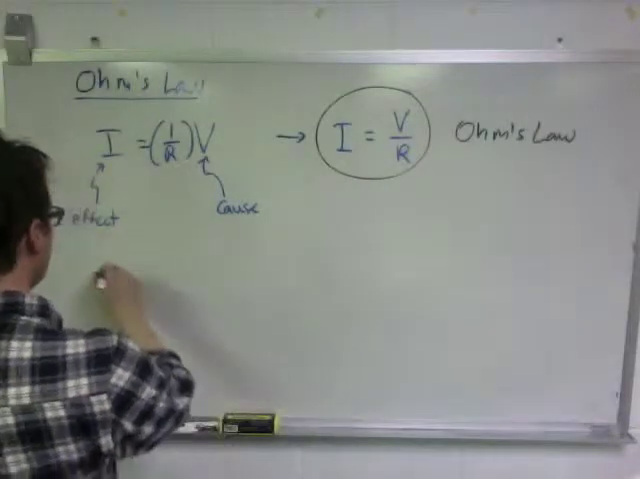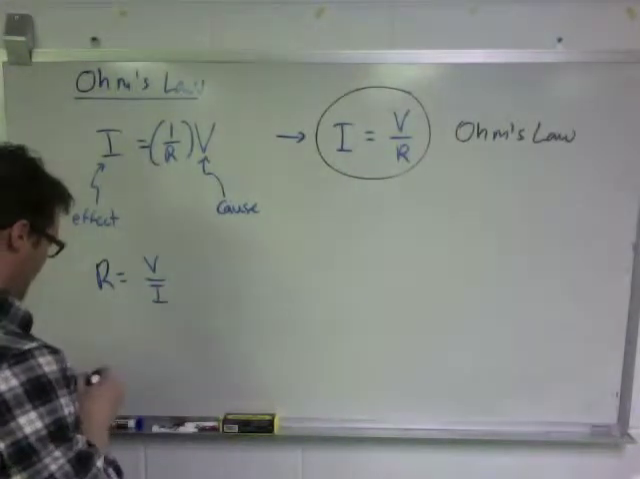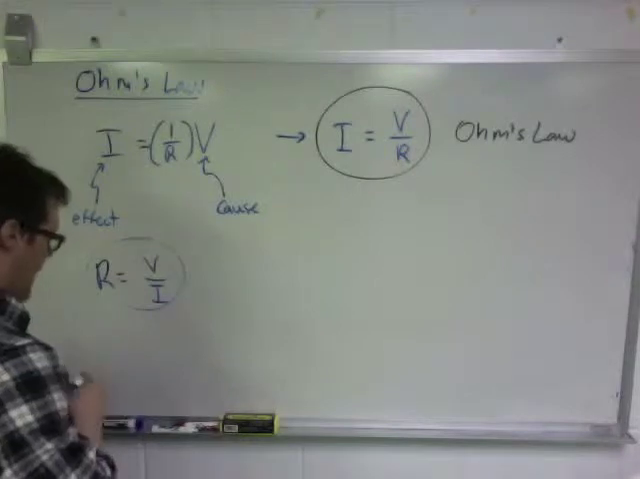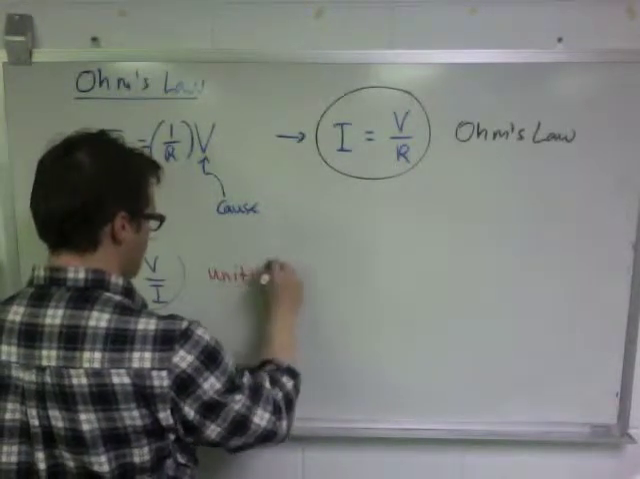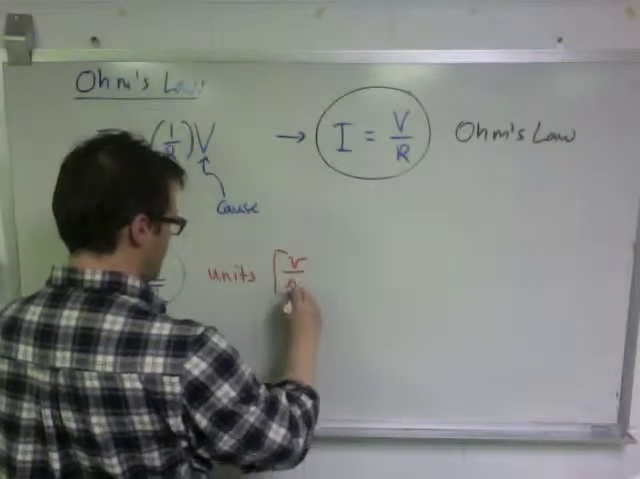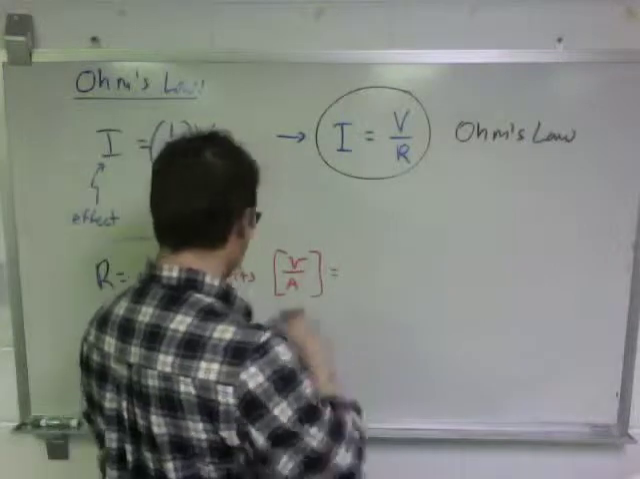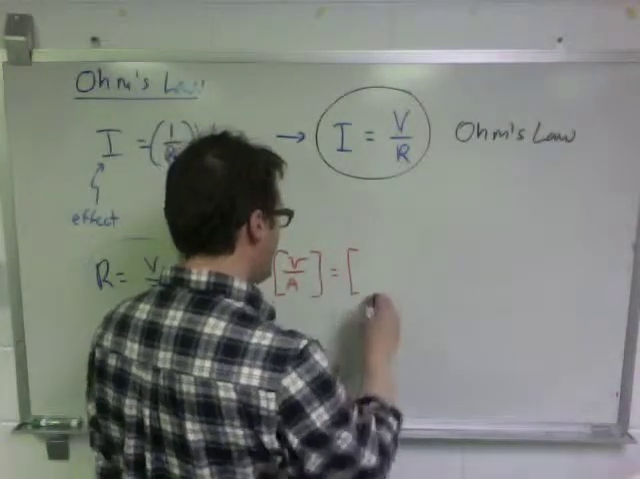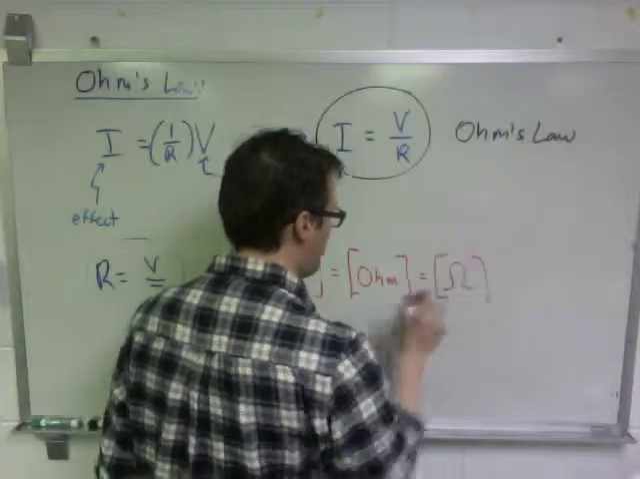And this R, which if I solve for it is just V over I, is a new constant that has units volt per amp, right? Volts per amp has a name. We call that the ohm, which I give the Greek capital letter omega, right?